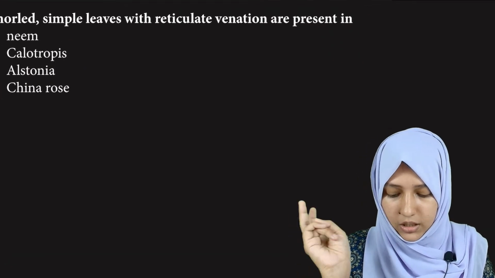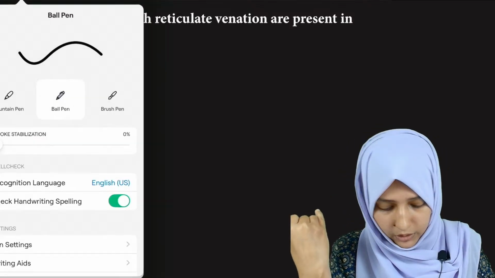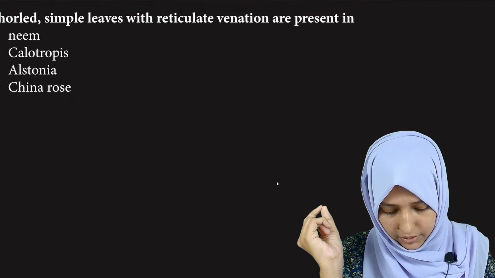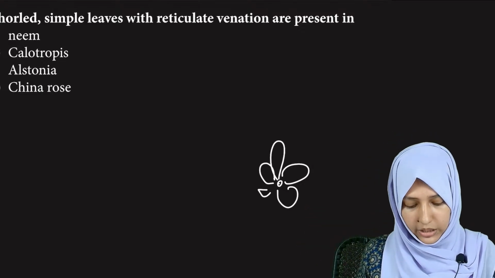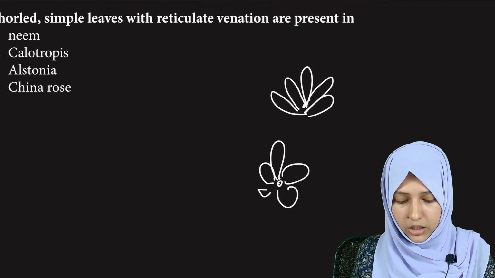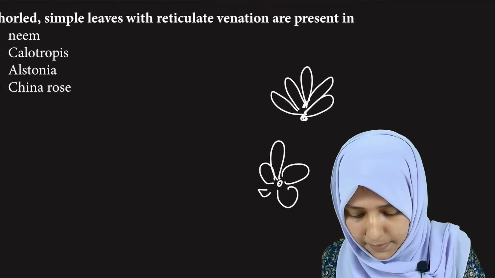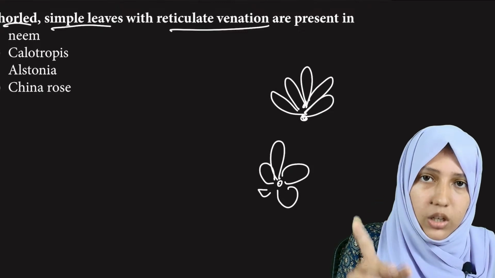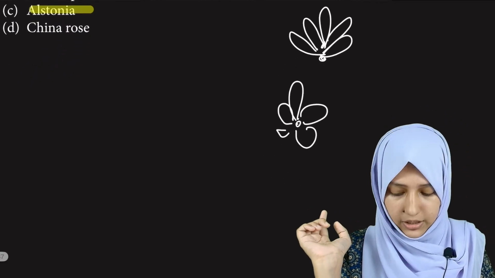Whorled simple leaves. What do you mean by whorled? Whorled is a type of phyllotaxy, which means the arrangement of leaves around a point. If more than two leaves are arranged at a single node, it is known as whorled phyllotaxy. Simple leaves and reticulate venation. The one and only example we have studied for whorled phyllotaxy is Alstonia. Alstonia is the right answer.